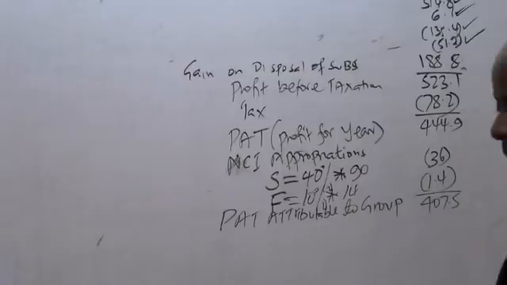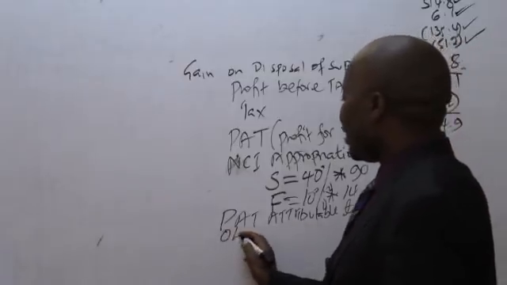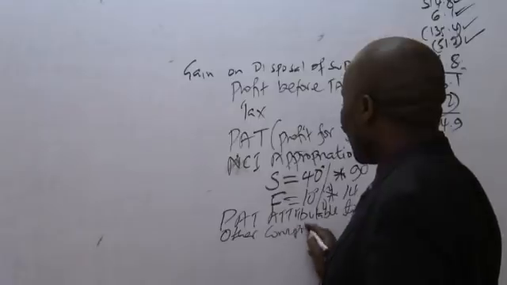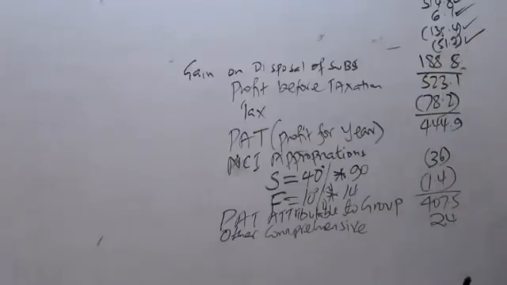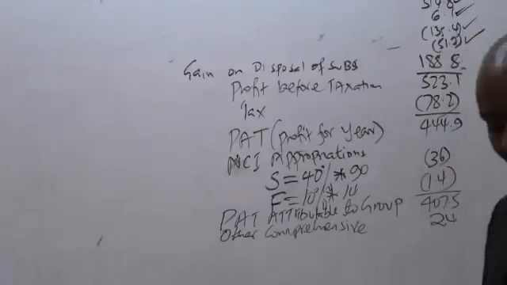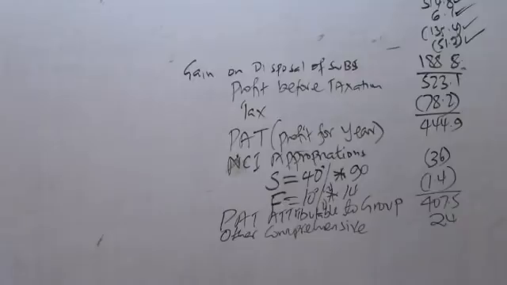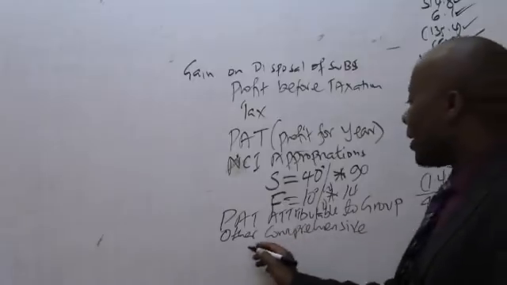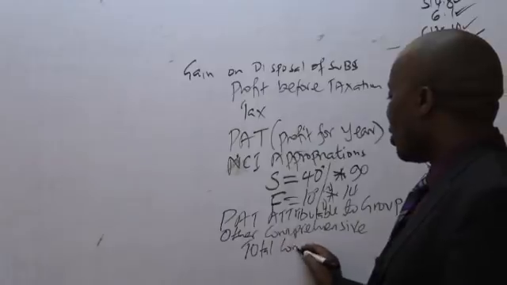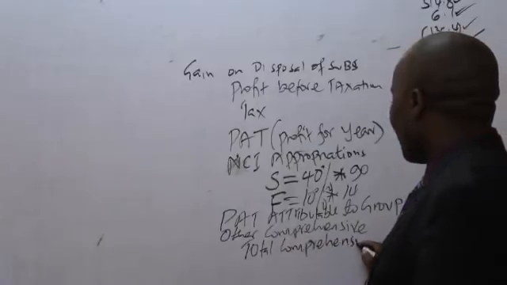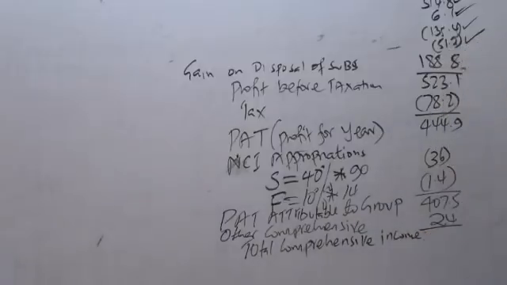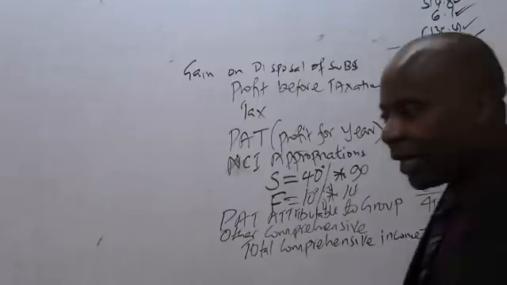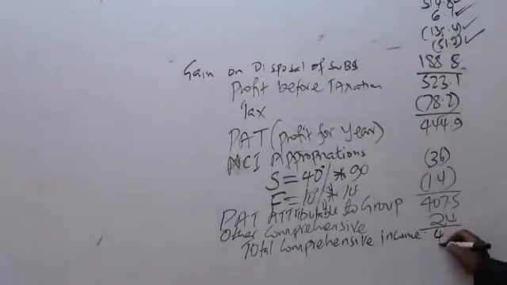We have other comprehensive incomes. Remember, we had already done this figure. If I remember very well, you guys gave me a figure of 24. Other comprehensive income, 24, and therefore now we should be able to get the total comprehensive income. The total comprehensive income una add. Wananiambia kwamba ni 431.5.